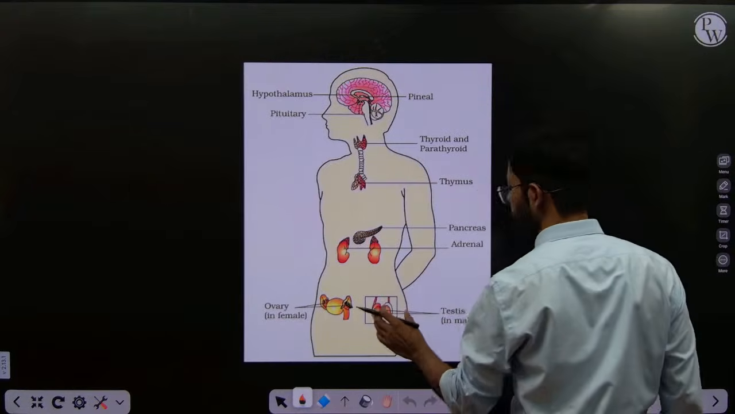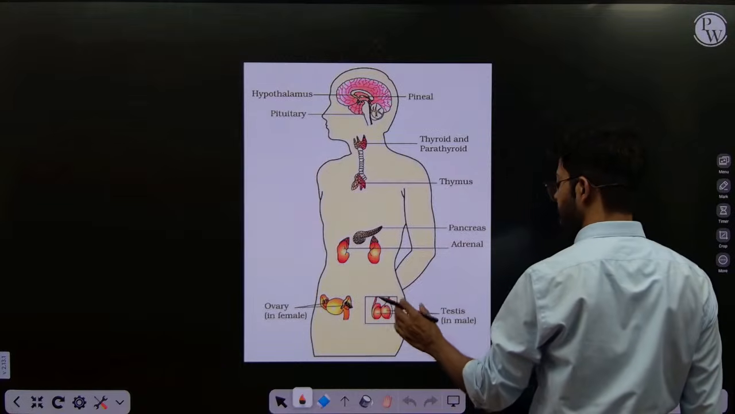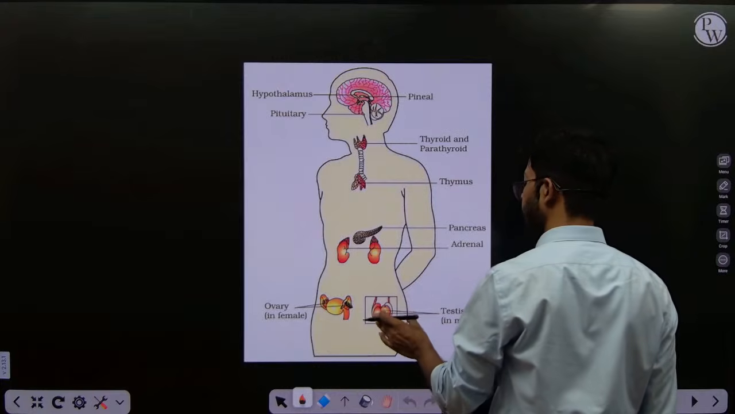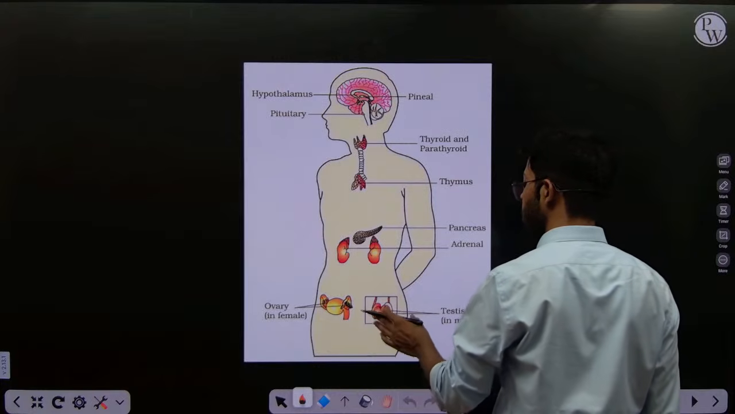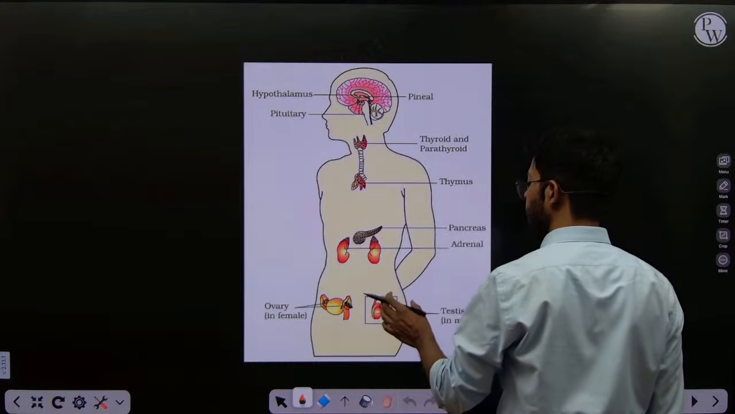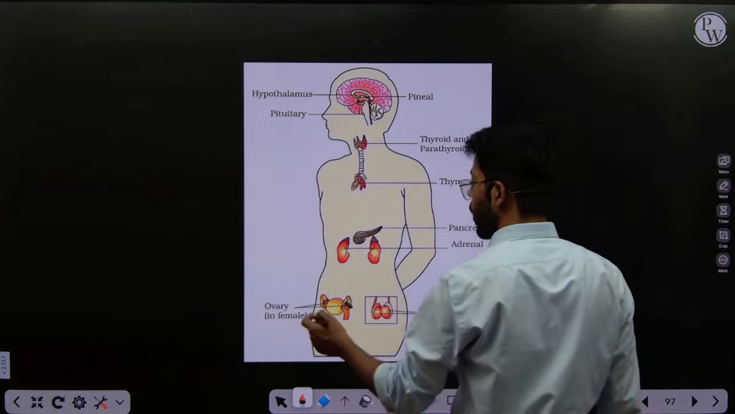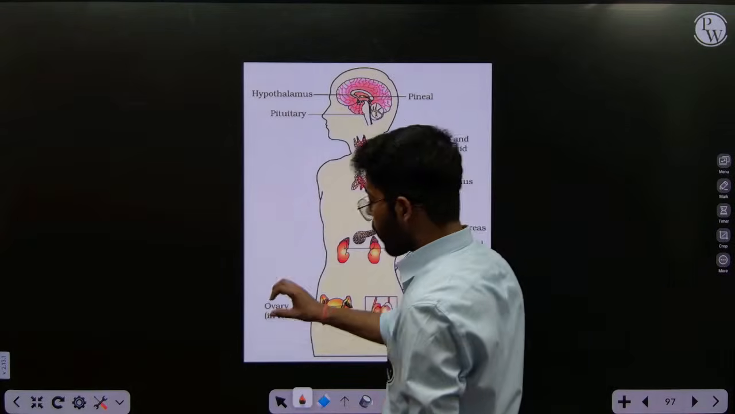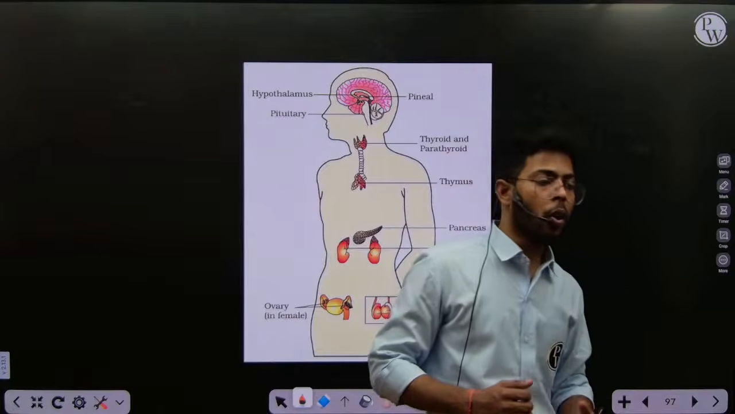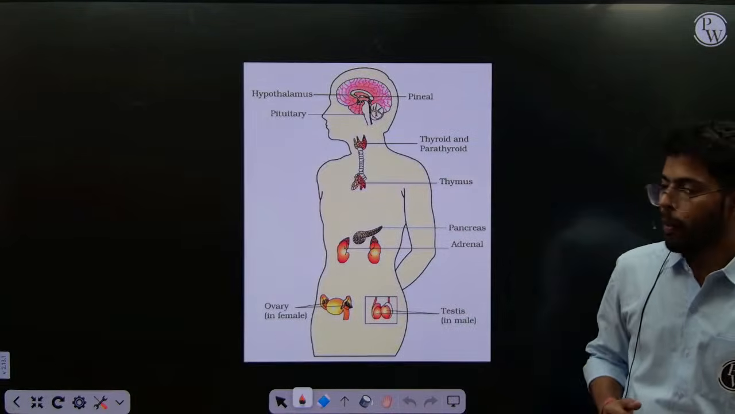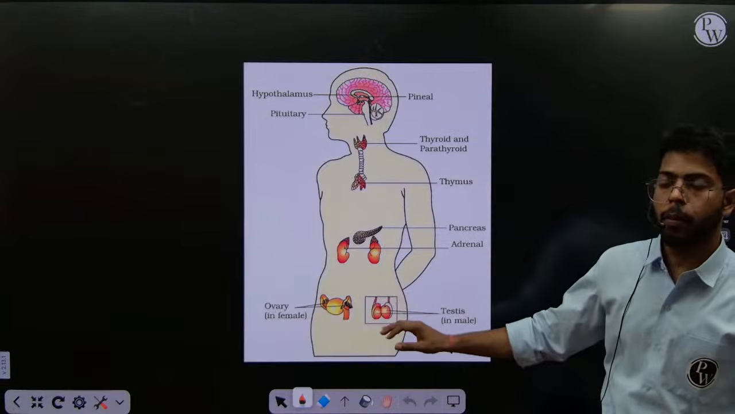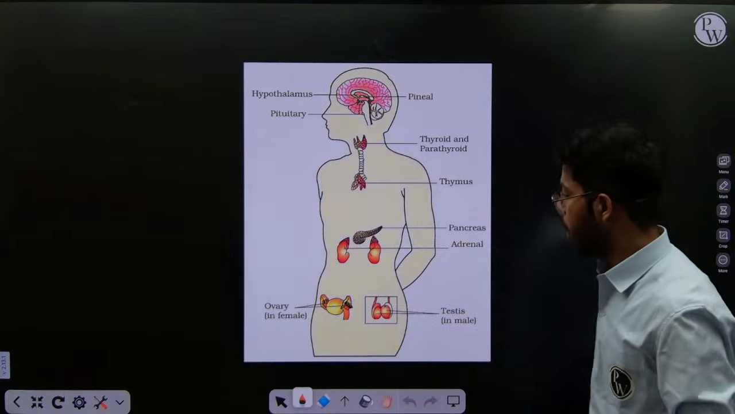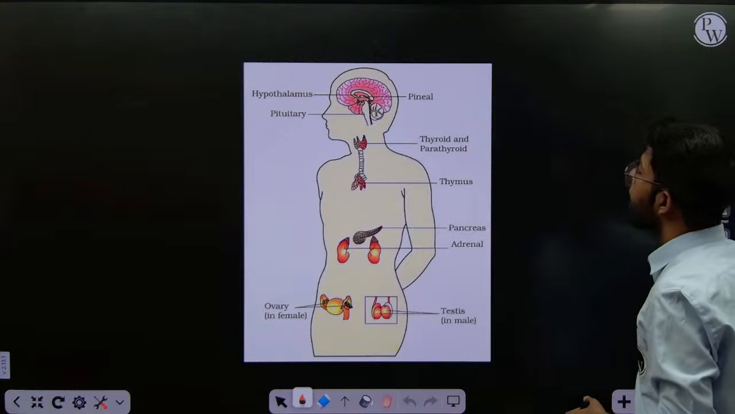In males, the gonads, the testes, are present in an extra-abdominal cavity, where the process of formation of sperm and testosterone starts after reaching puberty. Ovaries secrete the steroid hormones estrogen and progesterone, and both gonads are responsible for the development of secondary sexual characters in the respective gender.